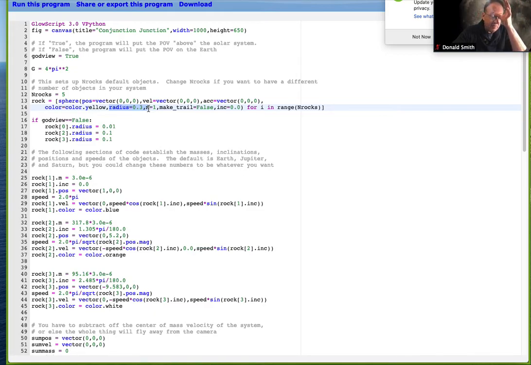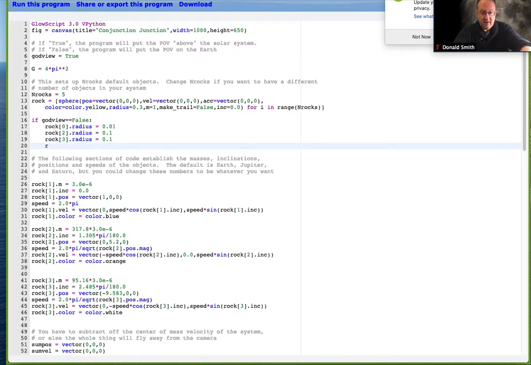I want to stress the radius here is not physical. If I made the radii proportional to the scale of the distance between these things in the solar system, you wouldn't be able to see them. So I made them all much too big. And then what I do here is just set those fake radii. So I'm going to add a 4th rock, or 5th rock, sorry. Starts counting from 0. So rock 4, that's the 5th rock.